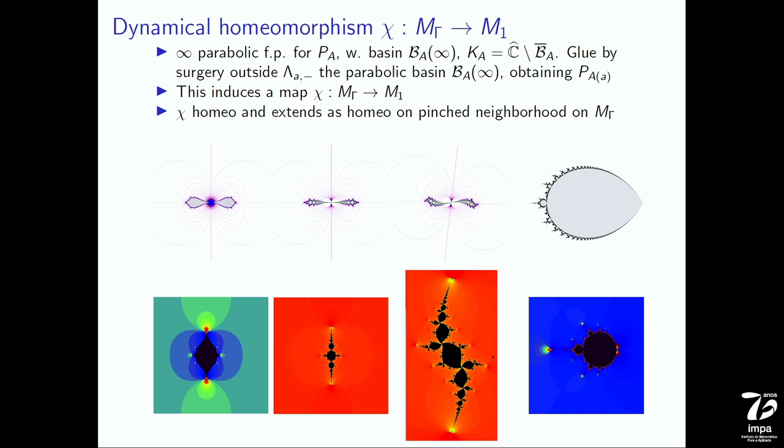As we saw, for every member of PER1-1, infinity is a parabolic fixed point. So it has a basin of attraction. And we defined the filled Julia set as the complement of this basin of attraction. In order to prove that here you have a member of PER1-1, what you do is basically trash this part and replace it with the basin of attraction of this parabolic fixed point.